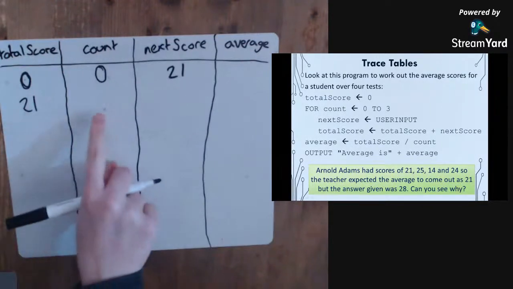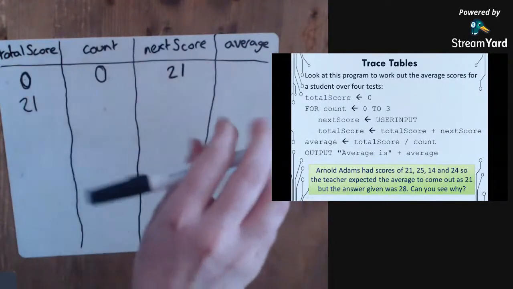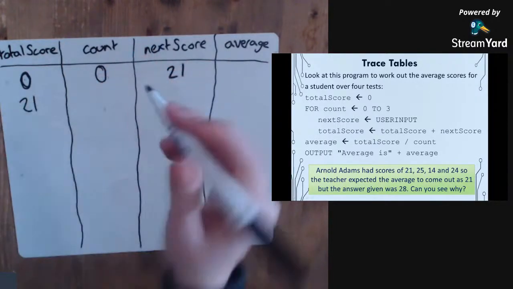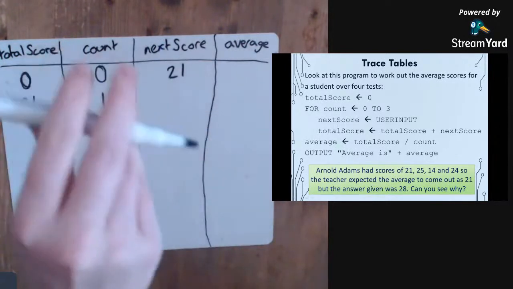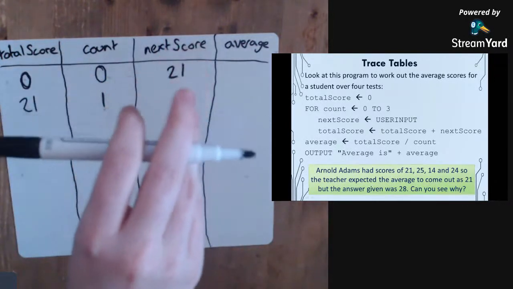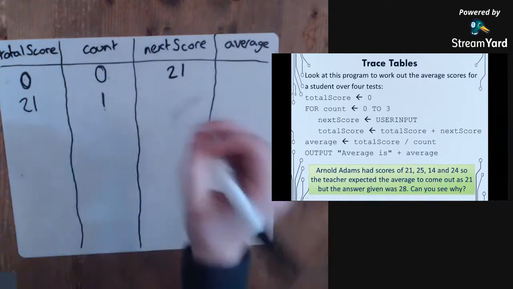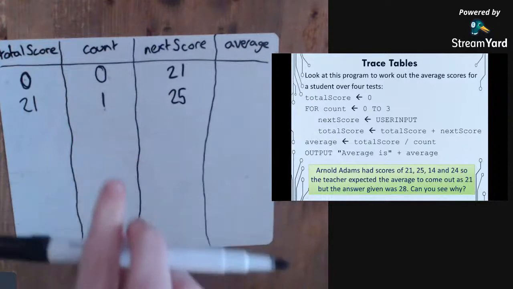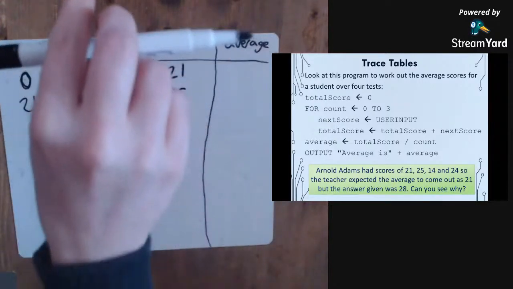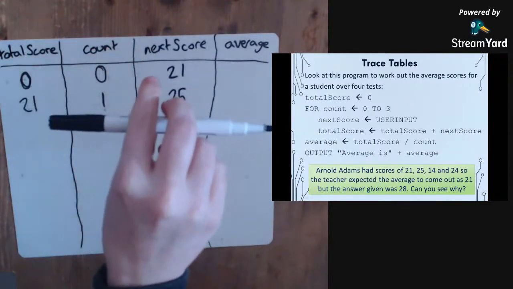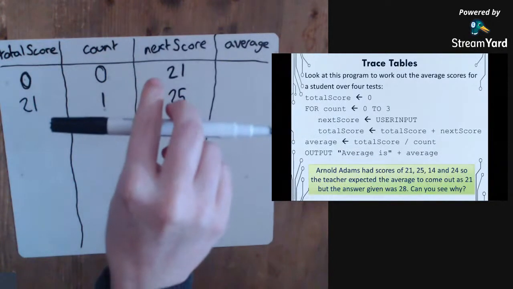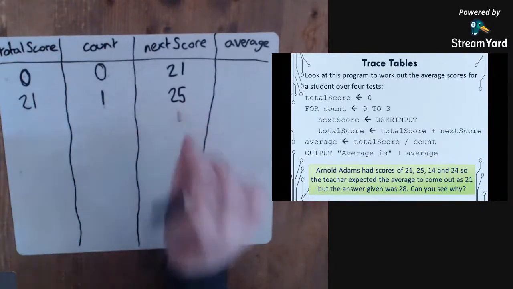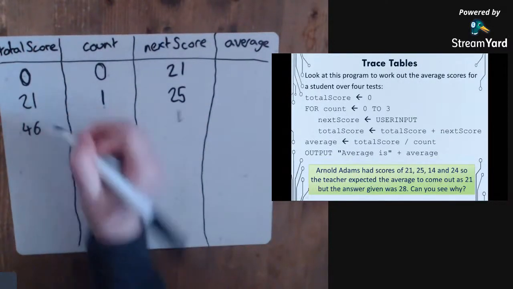And then we go back to the beginning of the loop because we haven't finished yet. So it's 0 to 3, so 1. Next score is user input, which, as it says down here, is 25. Okay, and then it says total score. Ooh, again, I've not quite got it there. Total score is total score plus next score. So total score plus next score, 25 plus 21 is 46. Okay.